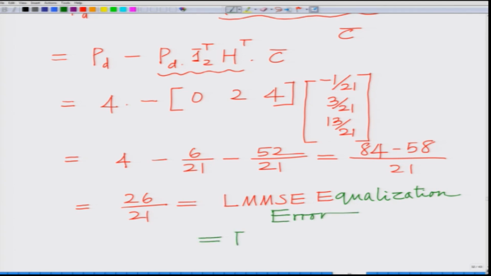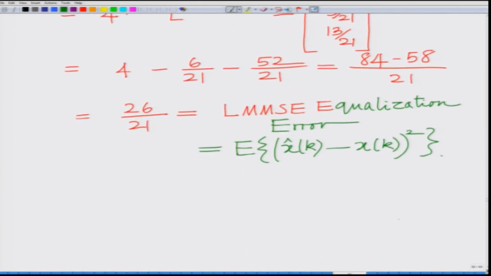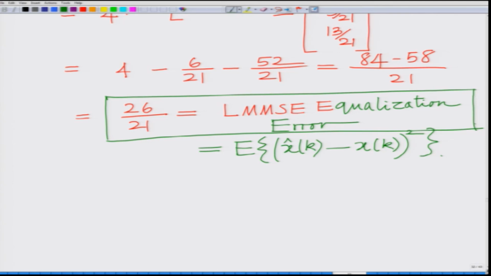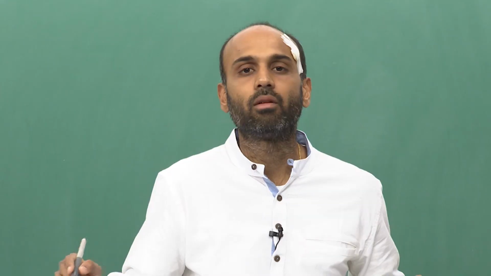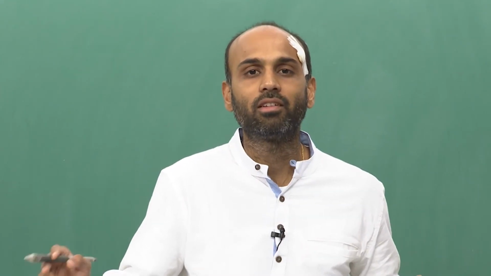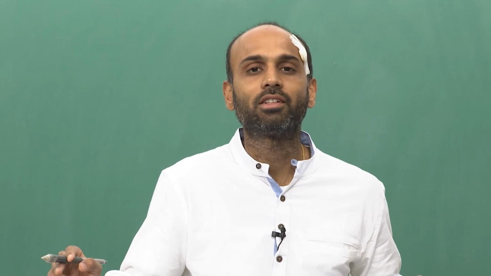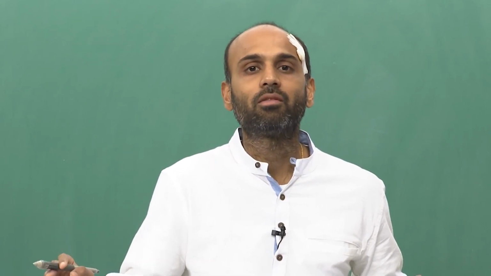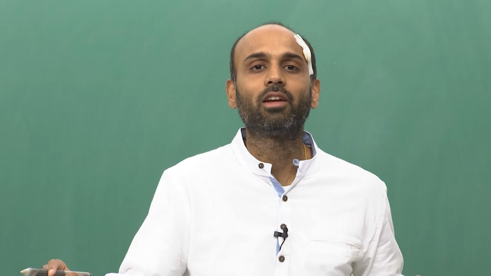Which is basically, to define it more precisely, the expected value of x hat k minus x k whole square. So, this is your LMMSE equalization error. What we have done in this example is complete the example of deriving the LMMSE equalizer. First we derived the LMMSE equalization vector C bar, then derived the LMMSE equalizer, and finally derived the error of LMMSE equalization.